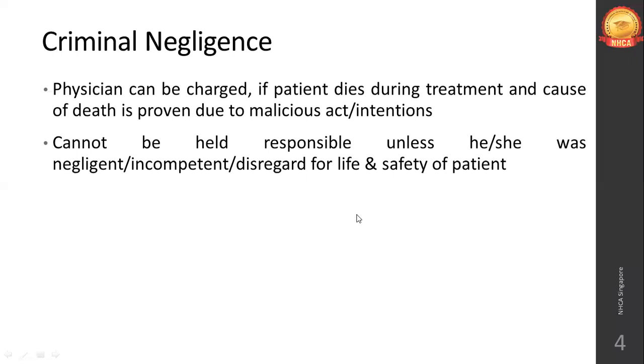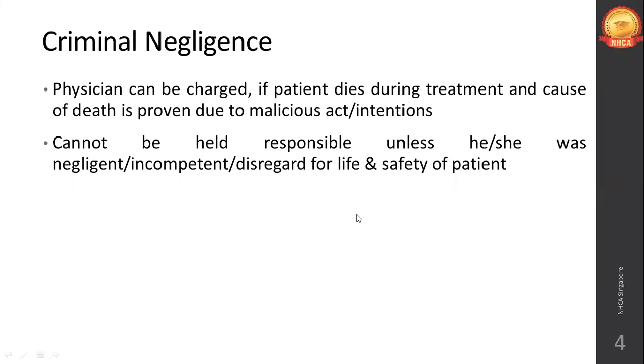But if the patient dies because of negligent acts or a malicious act, intentionally the doctor did something that led to the death of the patient, that will come under criminal negligence. So a doctor cannot be held responsible until he or she was negligent, or he or she was incompetent. For example, an orthopedician, an ortho surgeon doing a nephrology surgery. Based on their specialty, they are incompetent to do that.